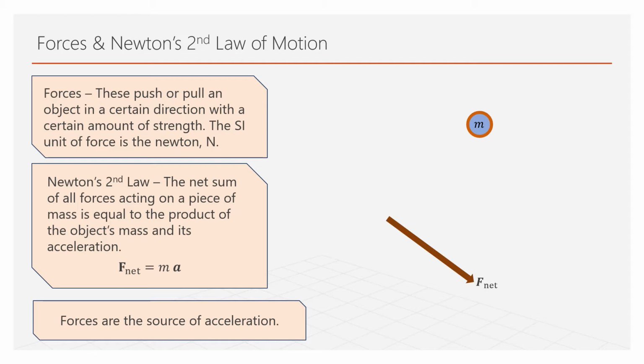To find the acceleration, we take that vector and divide by the mass. Because the mass is positive, the acceleration will be in the same direction. We have now found that the object will accelerate in that direction, and the amount of acceleration can be found by taking the net force and dividing by the mass.